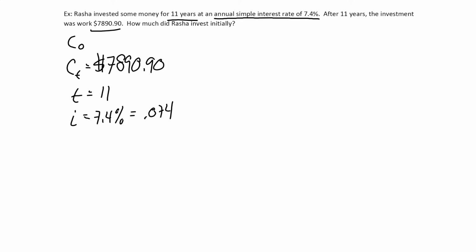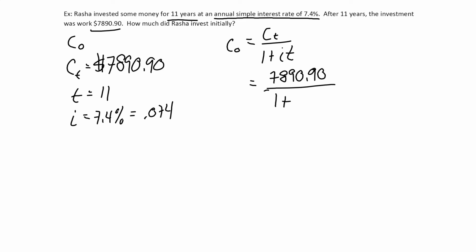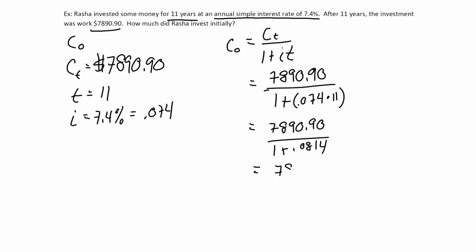Alternatively, we could have taken the new equation that we have for C0 and substituted the numbers directly in there. 7890.90 divided by 1 plus 0.074 times 11, and we can see that we end up with exactly the same answer.